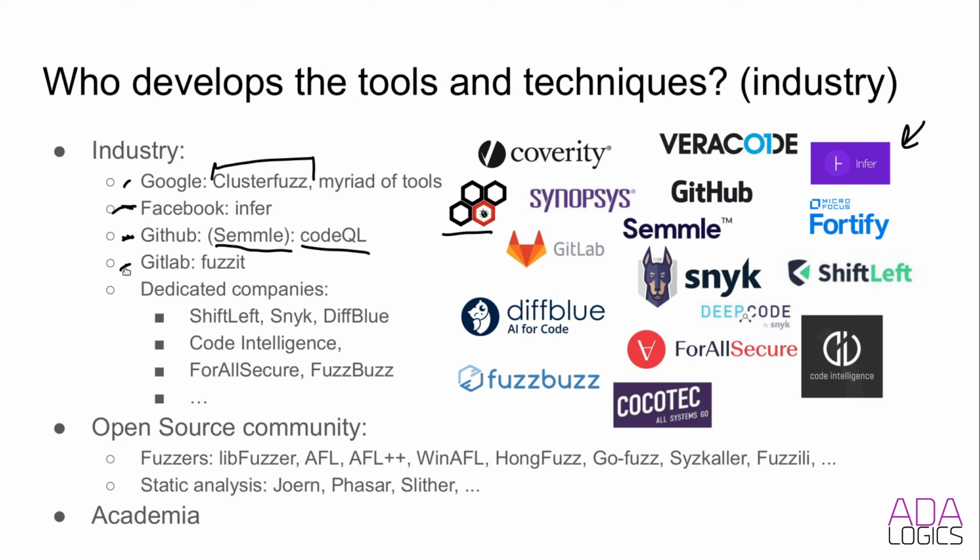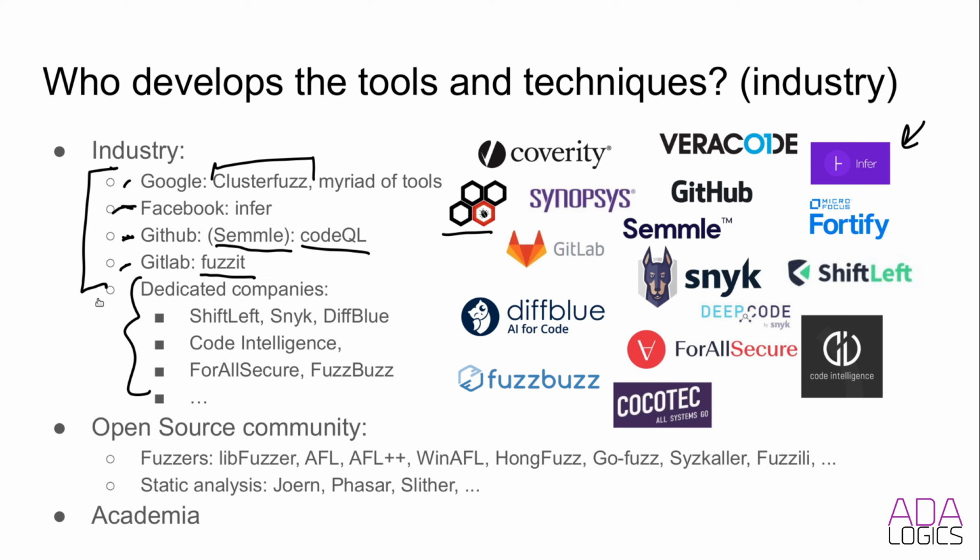GitLab itself also has a service for offering fuzzing, and they acquired a company called Fuzzit, and they essentially also offer a service that allows users of GitLab to automatically fuzz their software. We also have these dedicated companies. All of these companies are essentially multi-purpose technology companies, and they're not necessarily pure automated analysis companies. But we have a myriad of these tools as well.